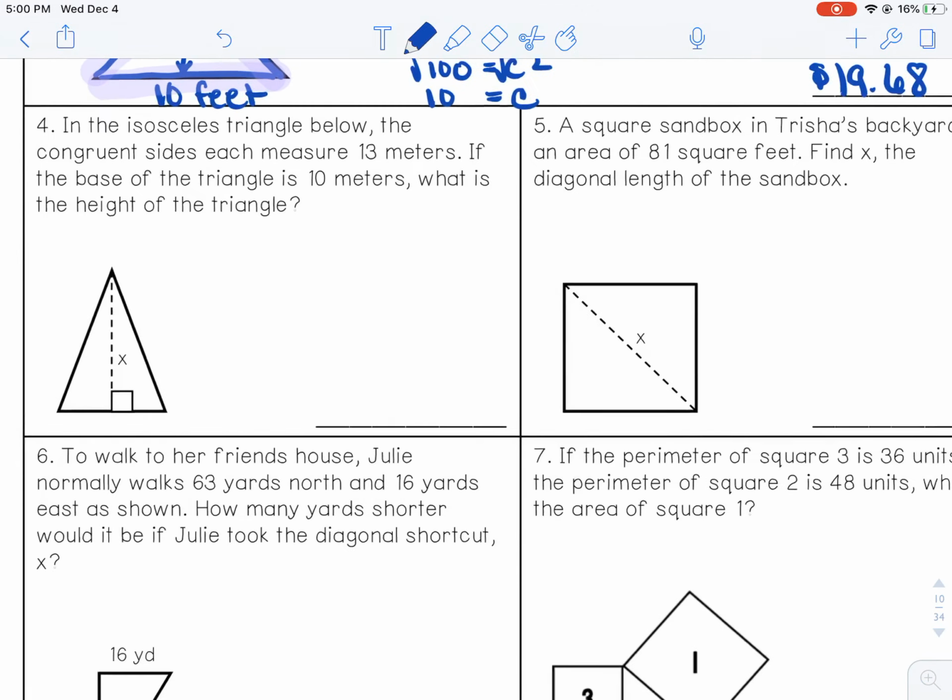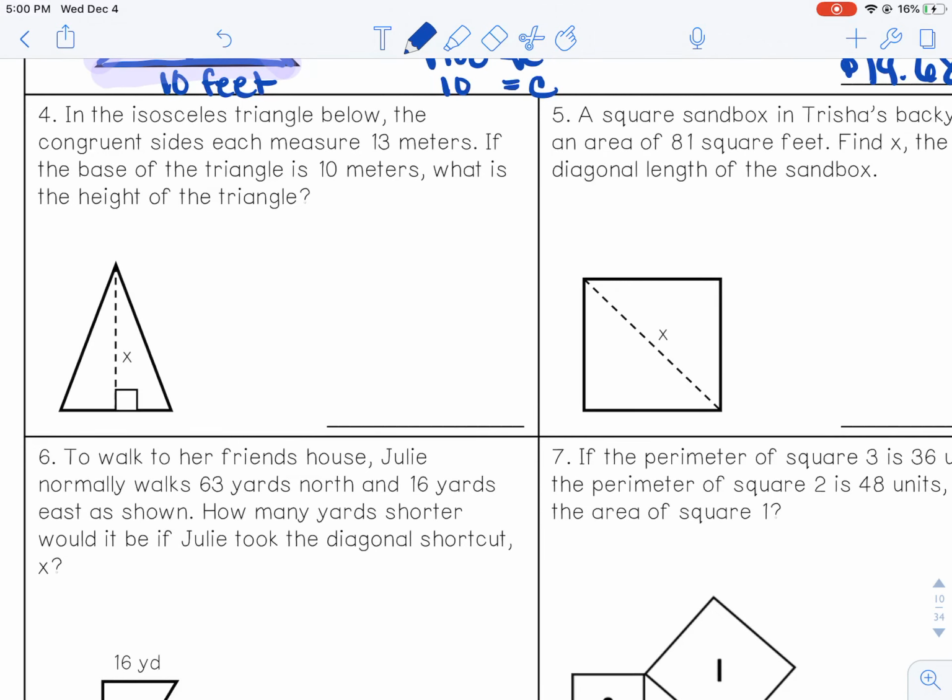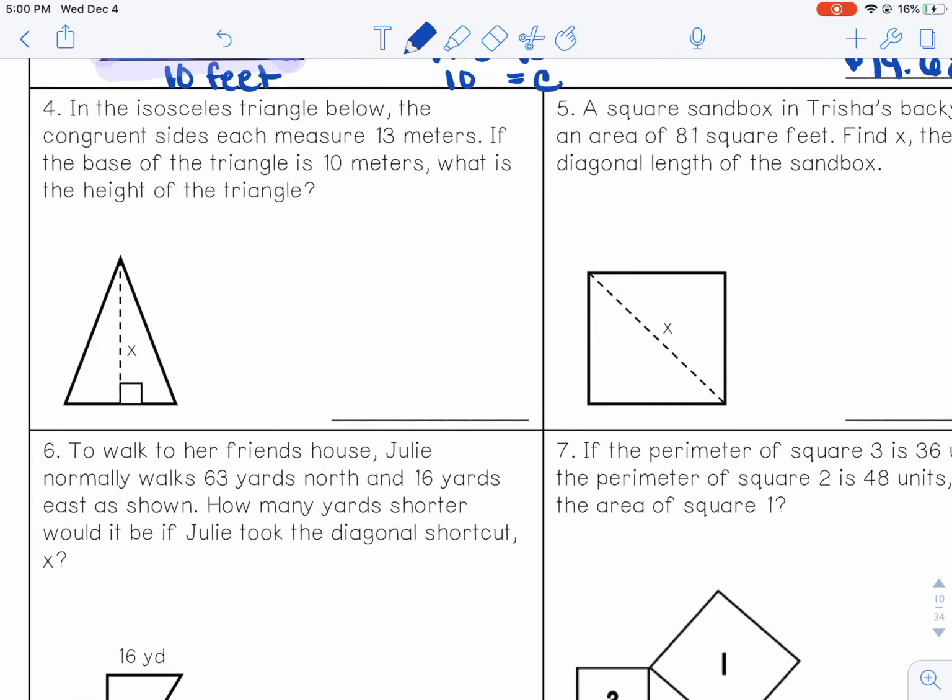We have an isosceles triangle below, and each of the congruent sides measures 13 meters. So this side over here is congruent to this side over here. Okay, but I hope that you know that you can only use the Pythagorean theorem with a right triangle. An isosceles triangle is not a right triangle.